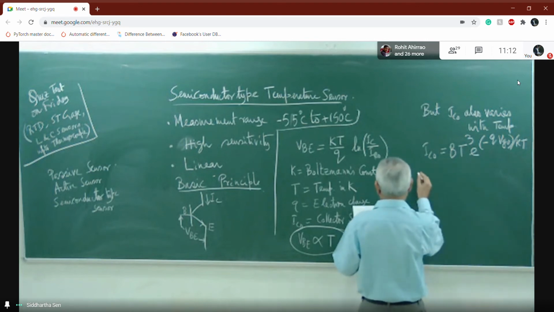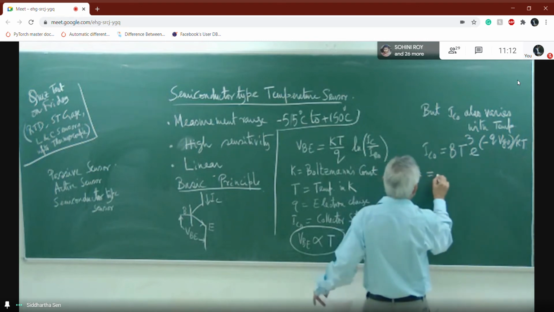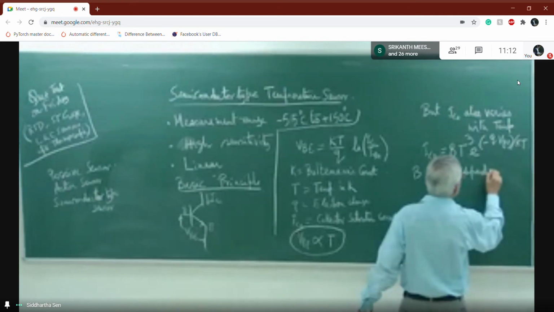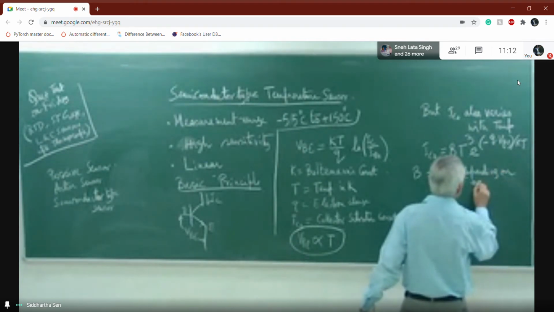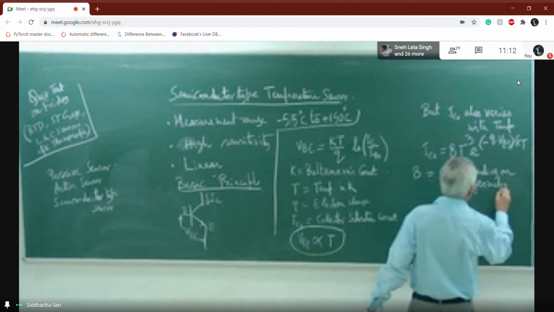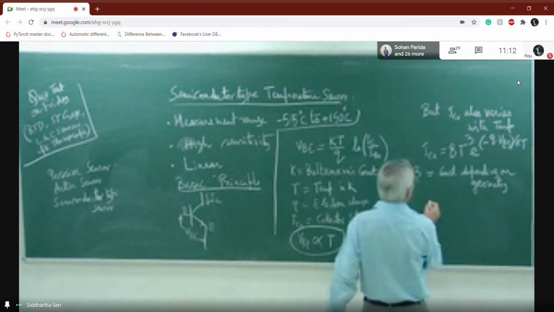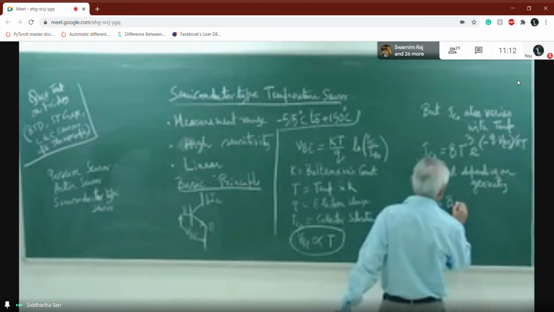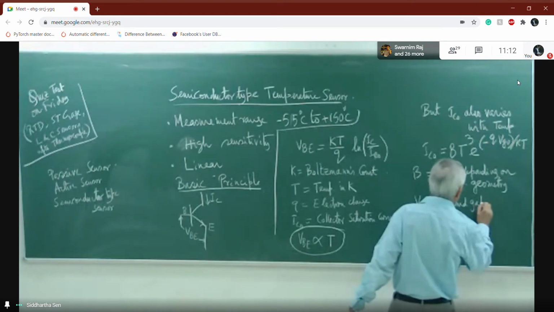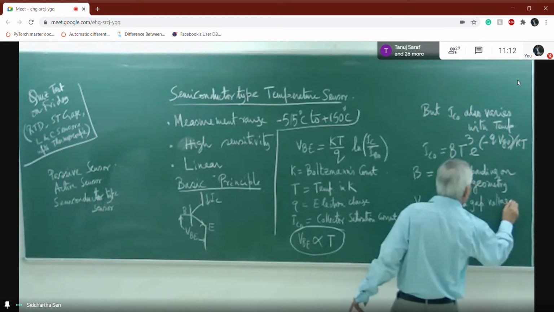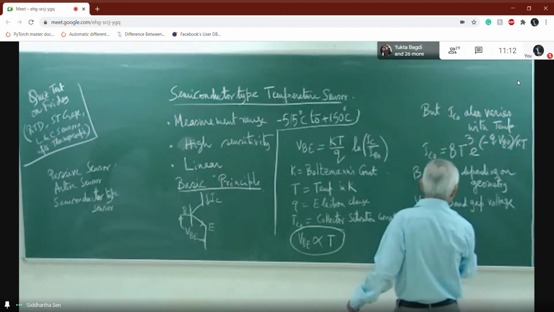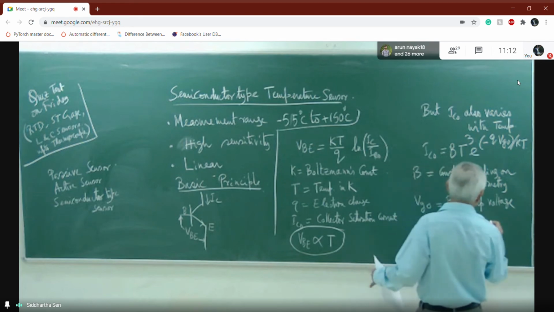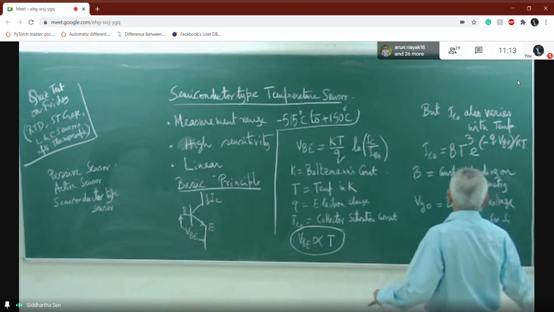B is a constant depending on geometry, and Vg0 is the band gap voltage at 300 Kelvin for silicon. If it is a silicon type, it is like this.